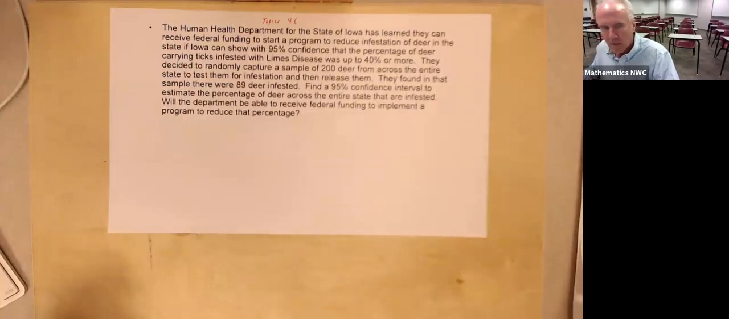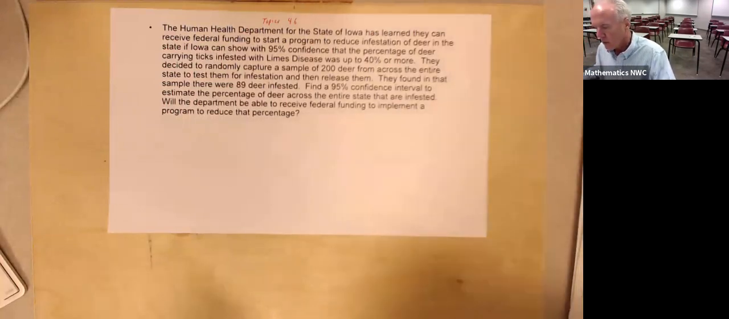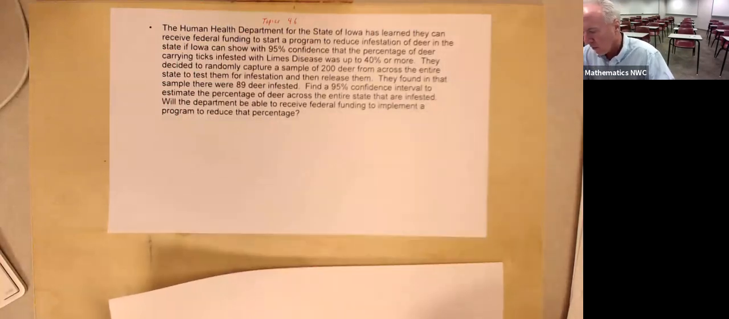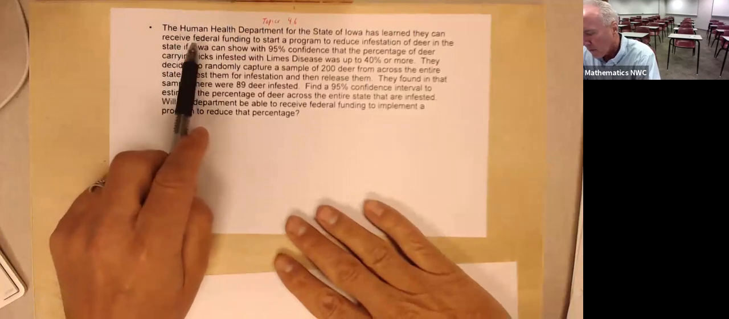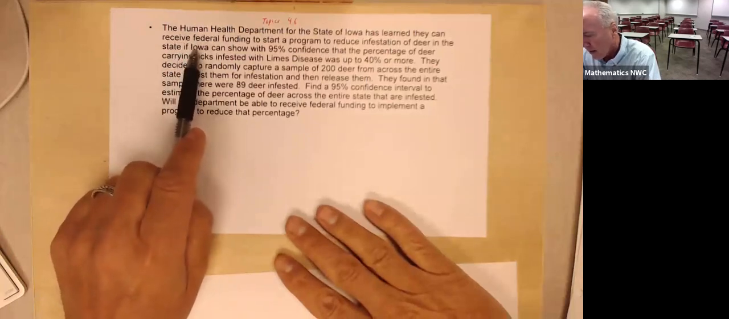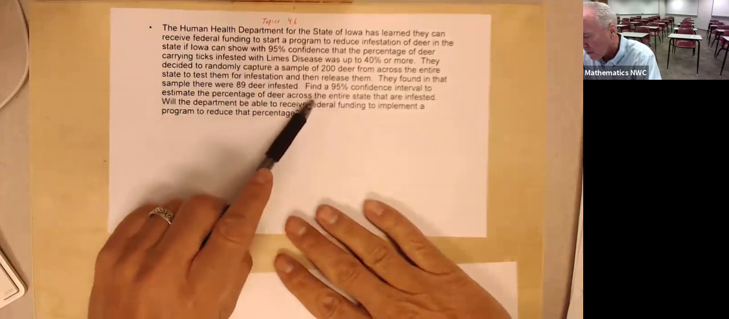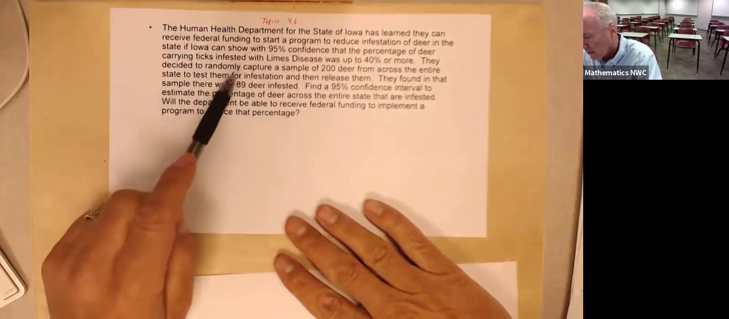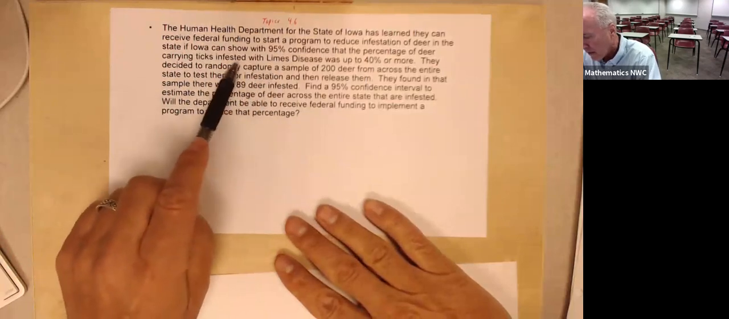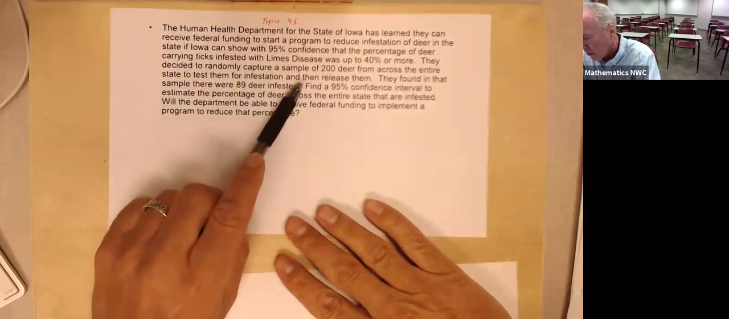I'd like to do one review problem here first. The review problem has to do with a confidence interval, which we covered back in section 4.5. This particular one: the Human Health Department for the state of Iowa has learned they can receive federal funding to start a program to reduce infestation of deer in the state if Iowa can show with 95% confidence that the percentage of deer carrying ticks infected with Lyme's disease was up to 40% or more.